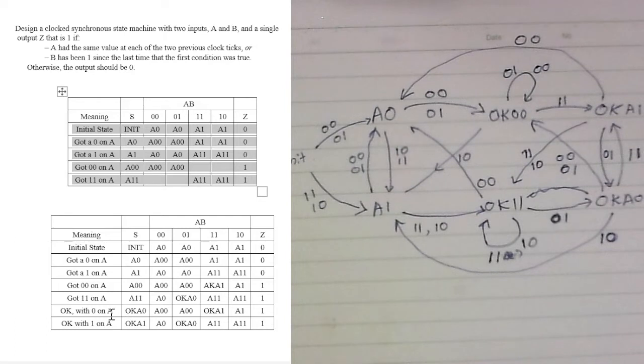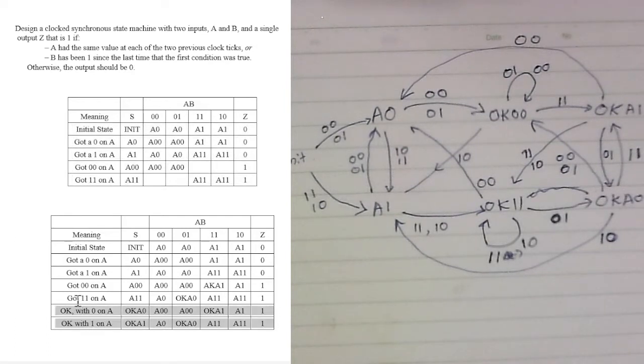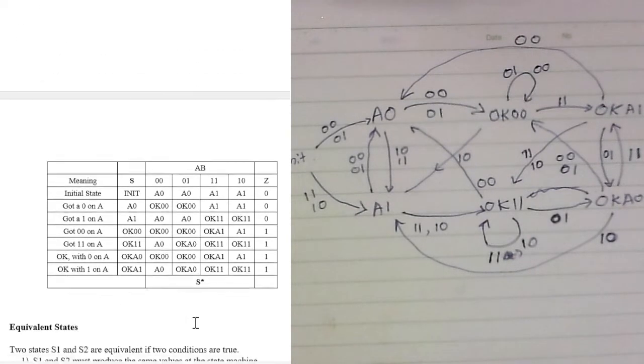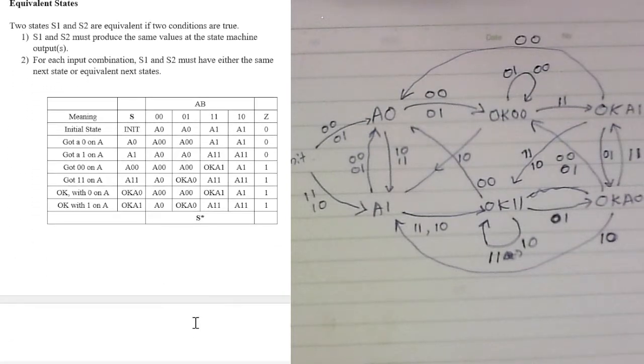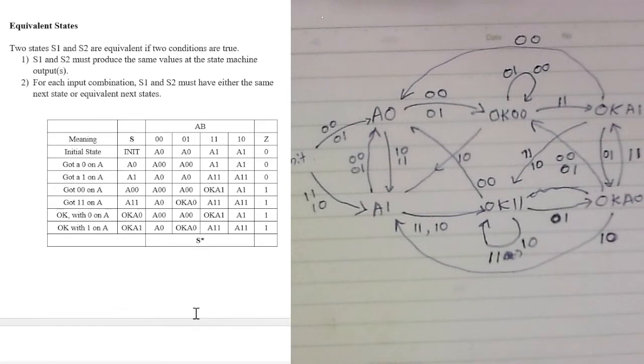But it could be a little bit complicated, right? So how can we analyze this one and see whether we can simplify it? Okay, for simplification there is a concept called equivalent states. Okay, what do you mean by equivalent states?